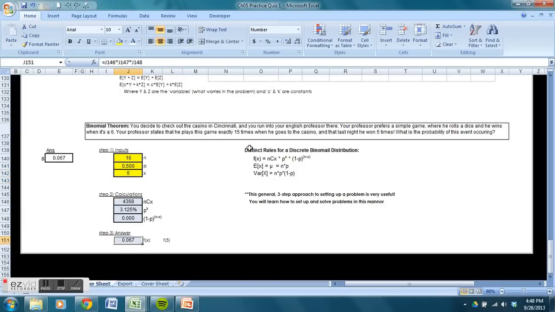And so let's change this back to the state of the problem. 15 times. P is 1 over 6. And X is 5. And this represents, in this case, f of 5.